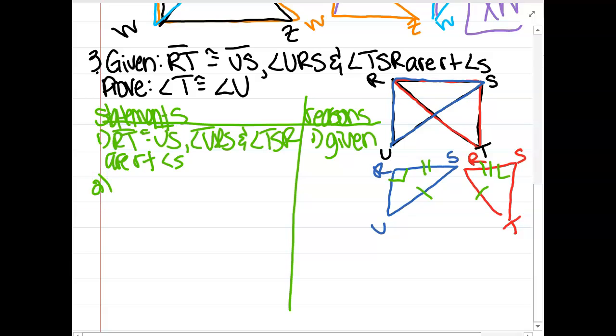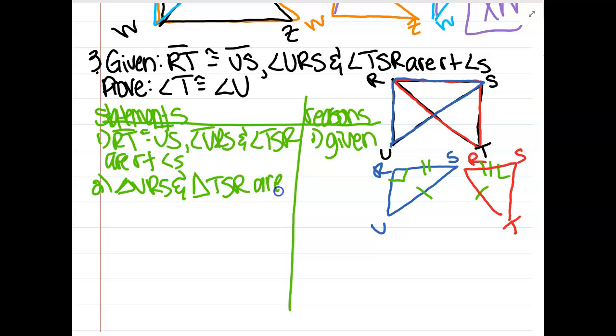So we'll say triangle URS and triangle TSR are right triangles. And that's just the definition of right triangles. And if I'm going to use hypotenuse leg, I need to say their hypotenuses are congruent. Have I said that? I have, right? US congruent. Yeah, they said that in the given.